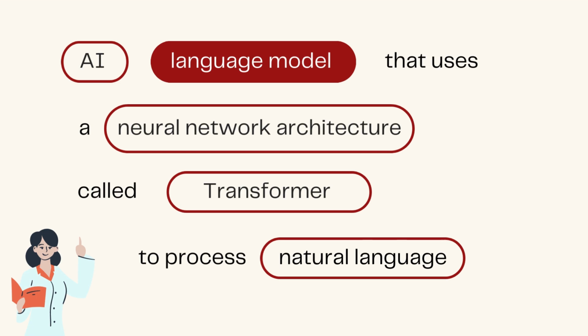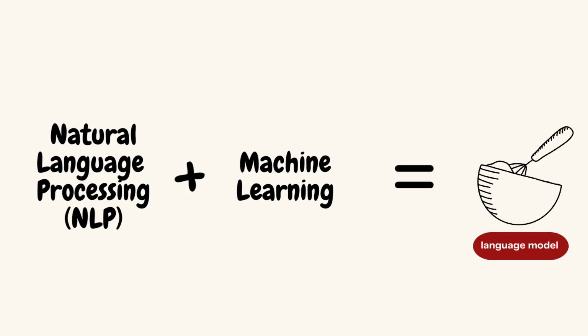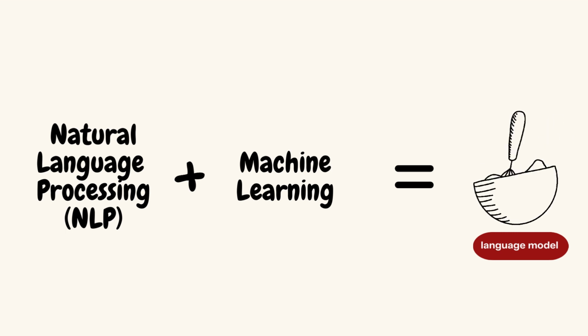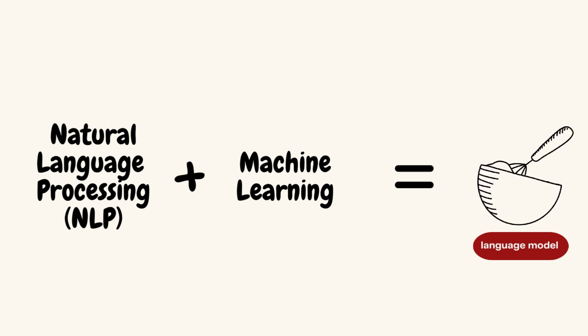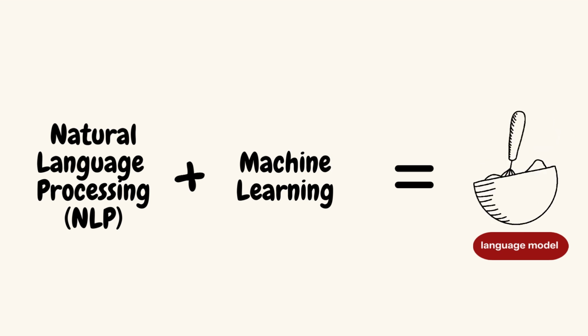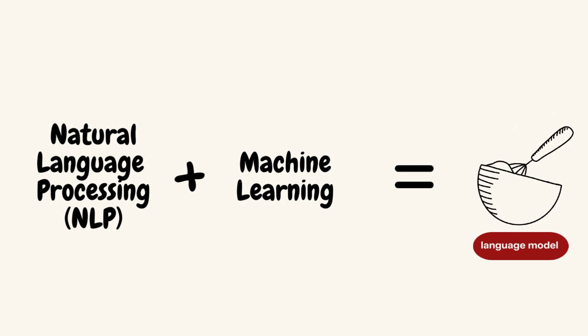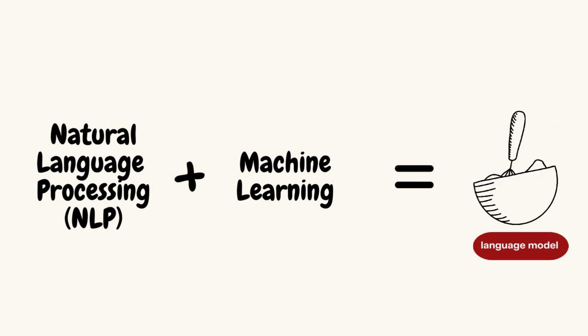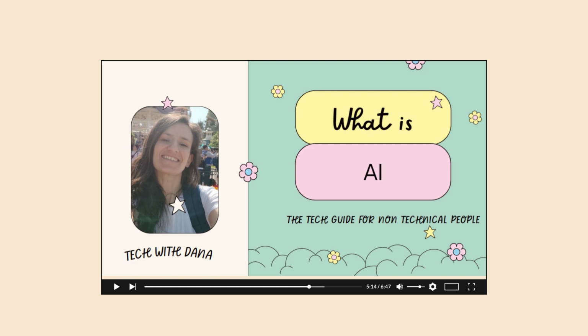The AI language model is composed of two different AI techniques, which are NLP, which stands for Natural Language Processing, and machine learning. And the language model is a computer program that is able to understand human language and generate responses or predictions based on that understanding.